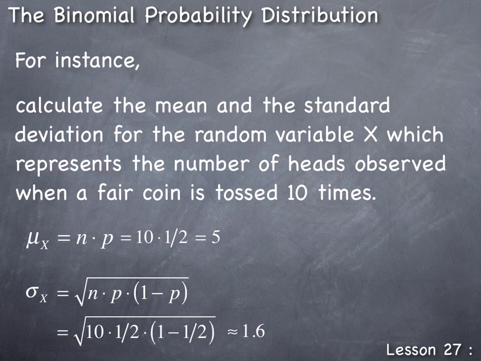This is telling us that when a coin is tossed 10 times, we expect about half of them, or 5, to come up heads. But because this is a random process, we don't always get 5 heads out of 10 tosses. Sometimes by chance alone, we get a few more heads or a few fewer heads when we toss the coin 10 times. The standard deviation is telling us that on average, this is how much the particular number of heads deviates from this mean of 5. So on average, the number of heads can deviate from the mean of 5 by about plus or minus 1.6 heads.